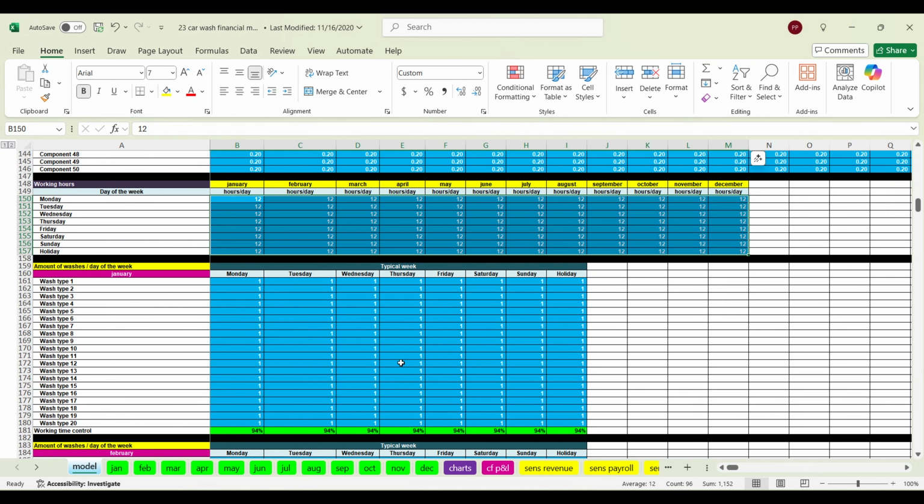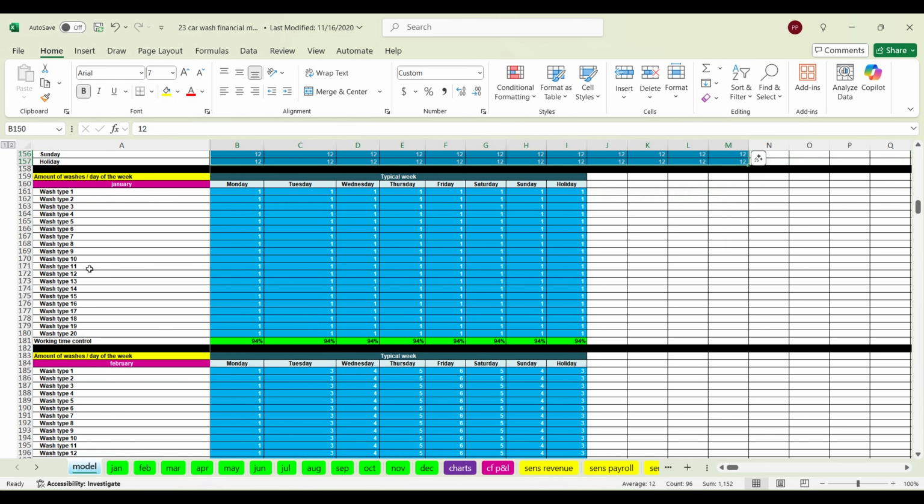Then we're moving to the next block of inputs. We need to specify the amount of services per day inside the typical week for each month. So we may have some seasonality in our car wash. So for example in winter we may have less services. That's why we need to build some seasonality blocks of inputs where we will be specifying how many car wash services we will perform.